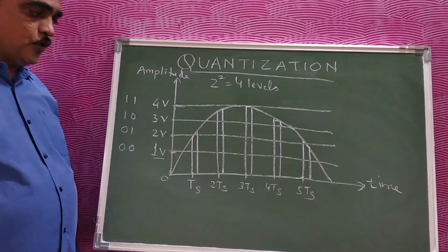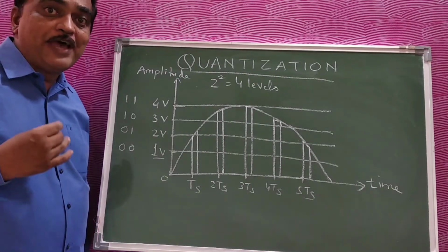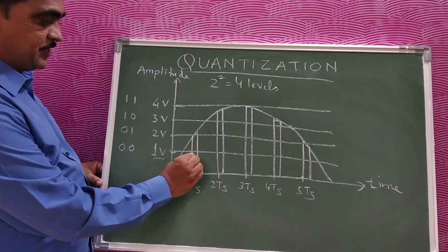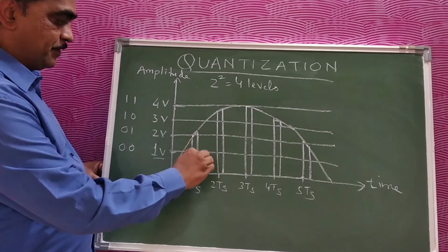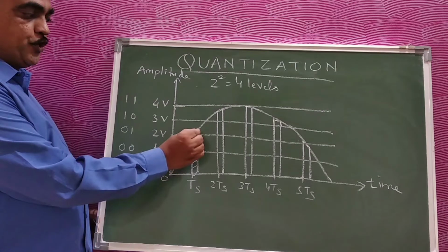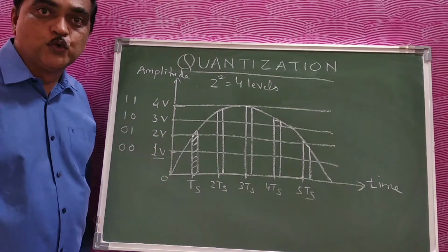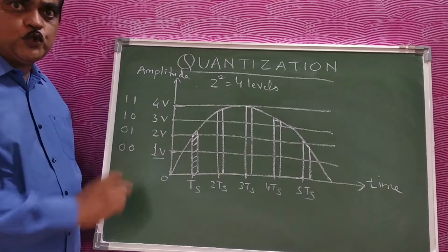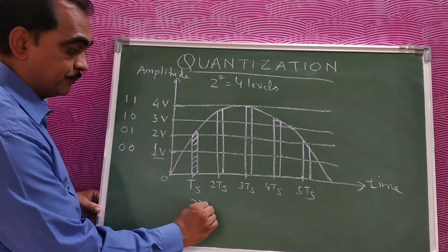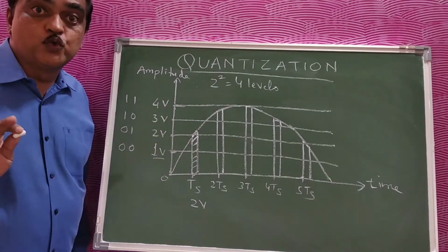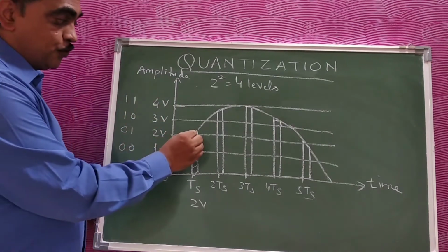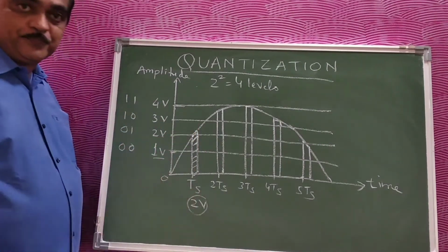Now here we have to round the value of the amplitude to a standard level. Say, for example, this first sample, if you see, it is somewhere showing up to 2.1 volt or 2.2 volt. It is a little more than 2 volts. Now that should be rounded off to 2 volts. The amplitude of that should be fixed to 2 volts, because we are having fixed values: 1 volt, 2 volt, 3 volt, 4 volt.